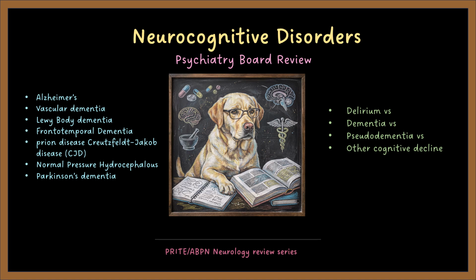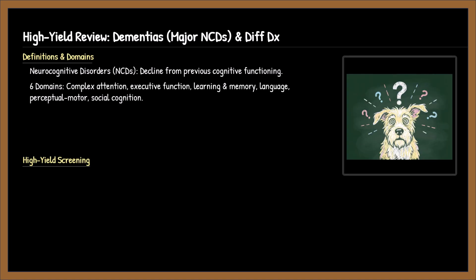By the end of this video, you will be able to choose the right answer as we cover one of the most high-yield topics for the USMLE and psychiatry boards, neurocognitive disorders. Now, you have to know the difference between major and mild neurocognitive disorders because you will be tested on this.